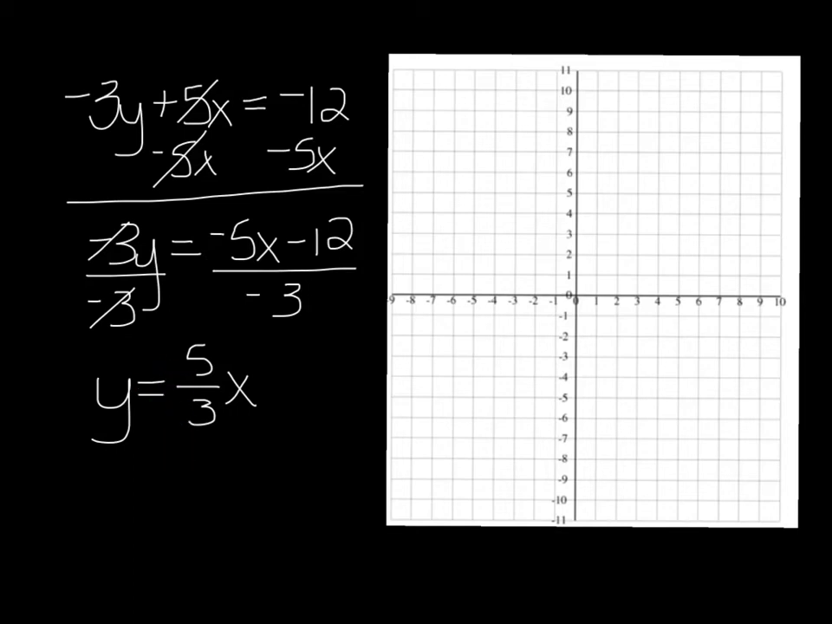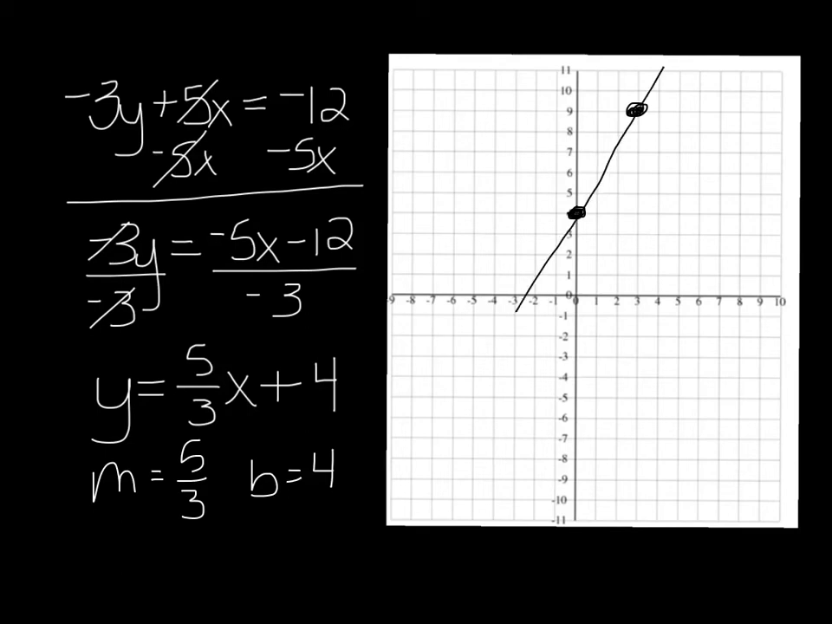And then we have negative 12 divided by negative 3 gives you a positive 4, which is why I did plus 4 there. Because remember, a negative divided by a negative will just give you a positive. Okay, so now here's your equation. Your slope is 5 over 3. Your y-intercept is 4. So we're going to put a dot on 4. And then your slope is up 5 over 3. And draw yourself a line.